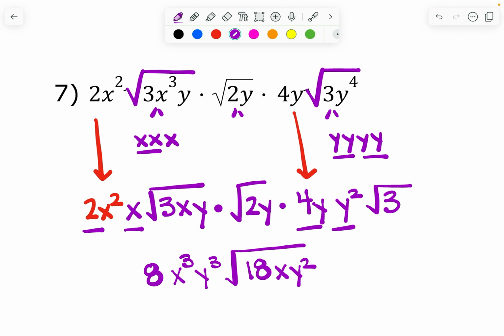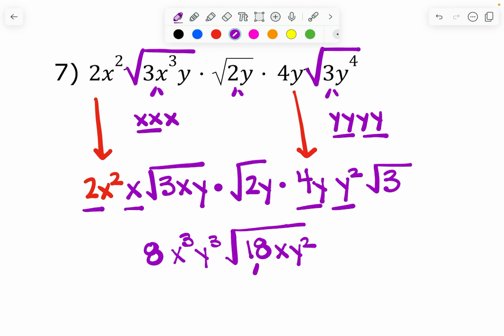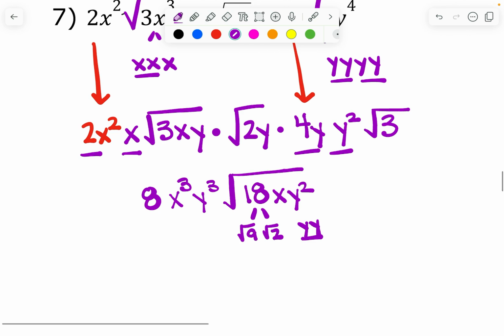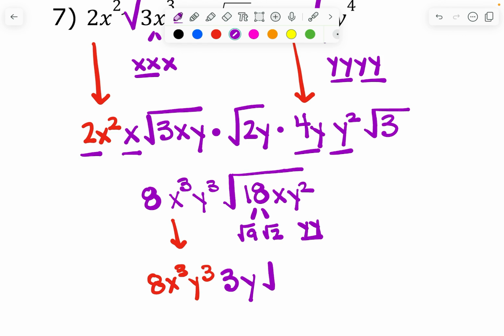Our last step now is to simplify one more time. Well, I know that I can simplify 18 into square root of 9, square root of 2, and I have 2 y's that I can simplify and bring out. So this whole out front piece is going to stay out front. 8x to the third, y to the third. Square root of 9 is going to turn into a 3 that I'm going to bring out front. I'm bringing a pair of y's. What's left underneath is going to be that 2 and that x.